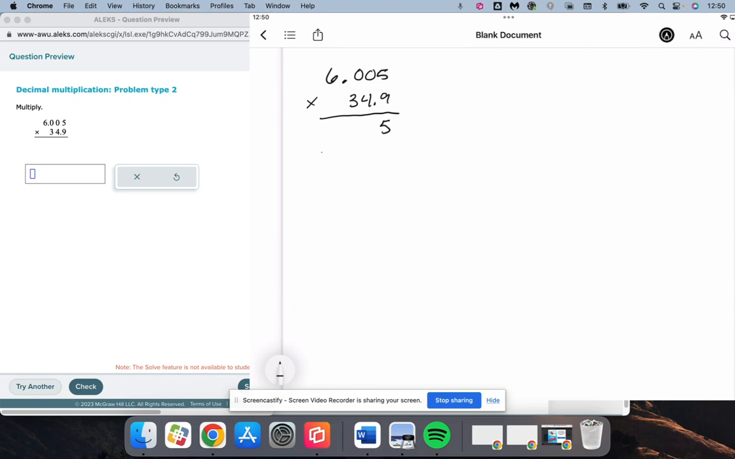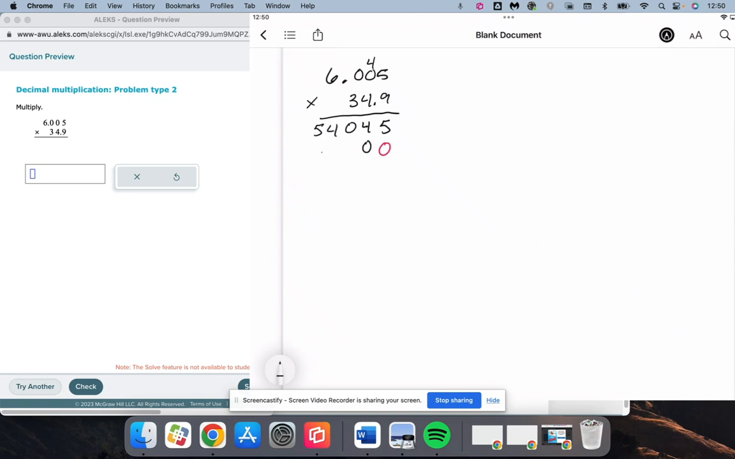9 times 5 is 45, carry the 4. 9 times 0 is 0, plus 4 is 4. 9 times 0 is 0. 9 times 6 is 54. We're moving over a spot, so we need to add a 0 to move us to the tens place.